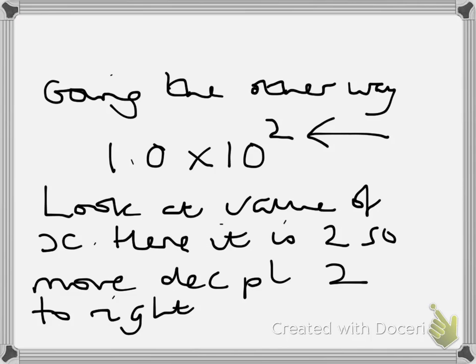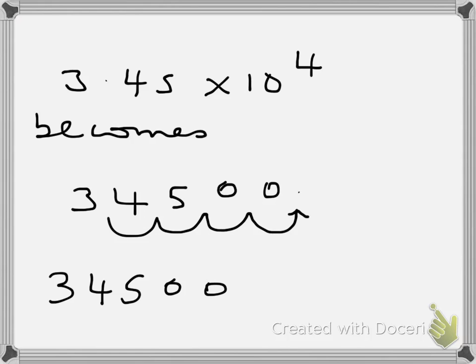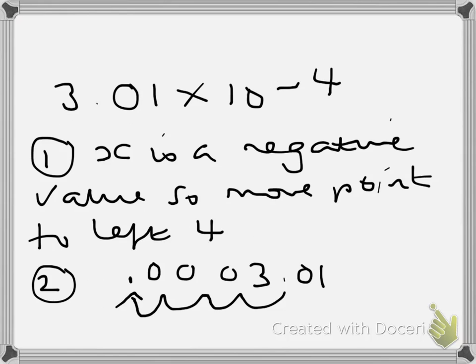Obviously we can go the other way around, so we can start from standard form and put it back into a normal number, so 1.0 times 10 to the 2. We see the x value there is 2, so in this case we're going to move the decimal place 2 to the right. We need to fill in the zeros as we go, so we'd end up with the number 100. If we take another number, 3.45 times 10 to the 4, again we've got to move the decimal place over 4, so we'll go 1, 2, 3, 4, fill in the zeros, so we've got 34500. So obviously a large number.